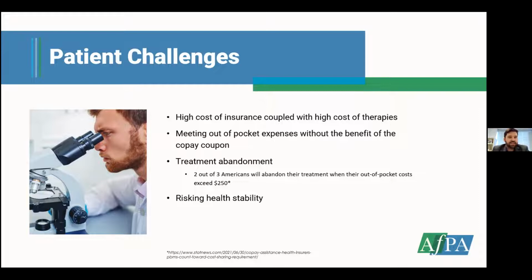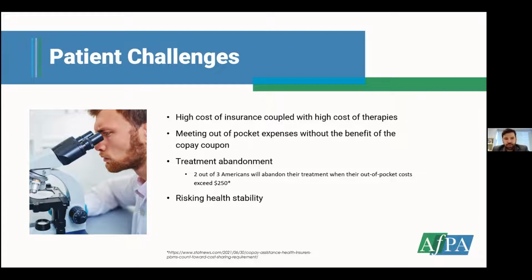Stat News has a recent statistic that they found that 2 out of 3 Americans will abandon their treatments when their out-of-pocket costs exceed $250. And many of us know anecdotally that $250 is not much when we get onto a lot of these specialty medications and higher-tiered medications. And so that leads to the possibility that there will be health stability at risk. These treatment abandonment issues can lead to higher costs to not only the patient, but also the healthcare system due to increased trips to the emergency room, more doctors' visits, and the requirement for more and more medications in order to attempt to get the condition back under control.